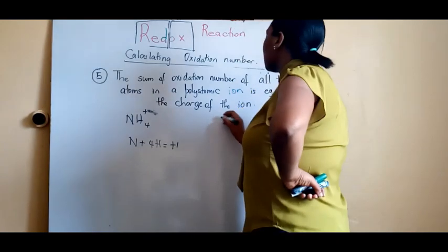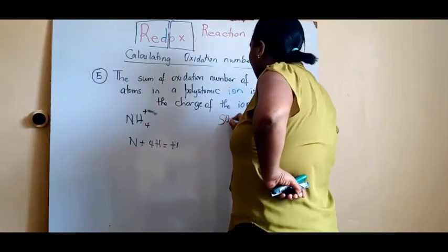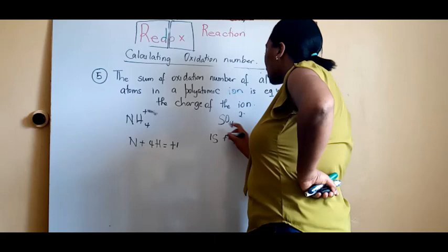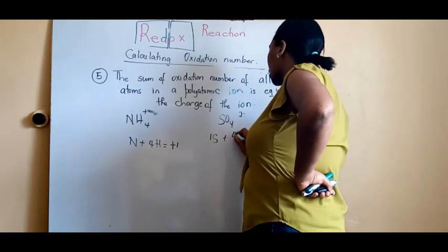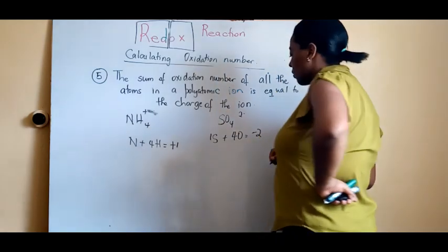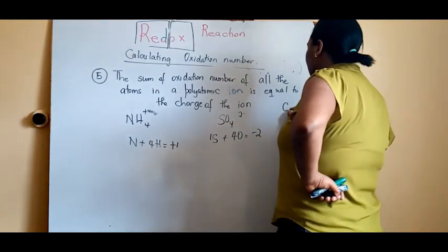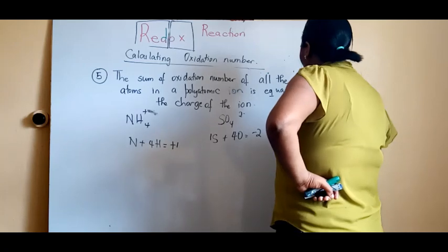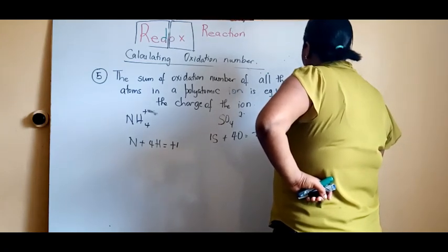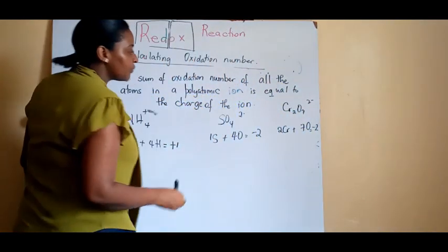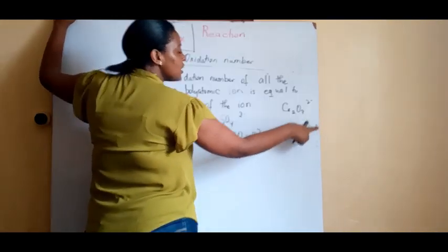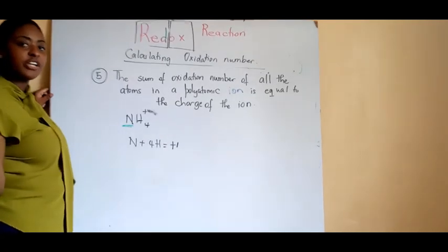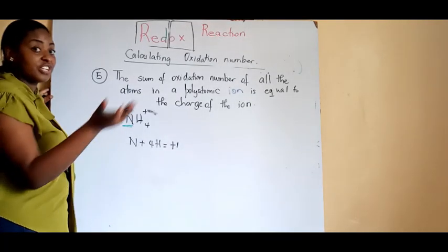So let's go. We are going to look at the sulfate ion, and the charge on the sulfate ion is negative 2. So when I add 1 sulfur plus the oxidation number of 4 oxygen, I'm always going to get that equal to negative 2. Let's go. Dichromate ion, Cr2O7 2 minus. When I add 2 Cr plus 7 oxygen, the oxidation numbers when you add all of these will be equal to negative 2. In this situation, they could ask you to calculate the oxidation number of nitrogen in this compound.